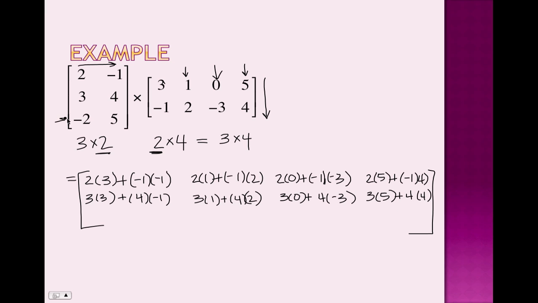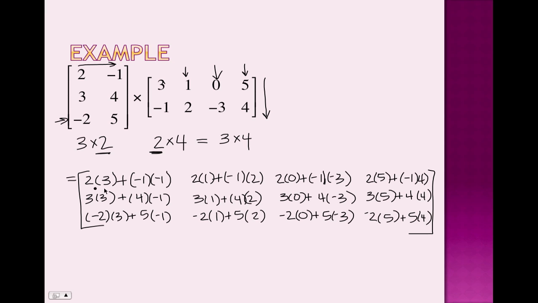All right, now we're on to our last row. So we're going to do the same thing here. -2 times 3 plus 5 times -1. Moving on to our second column, we have -2 times 1 plus 5 times 2. Moving on to our third column, -2 times 0 plus 5 times -3. And finally, our last column, we have -2 times 5 plus 5 times 4.